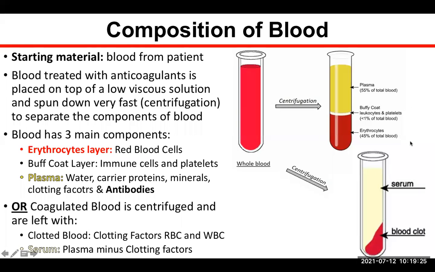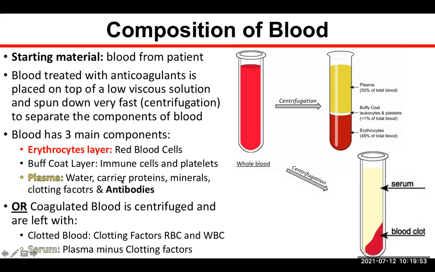You're going to have your red blood cell layer. This is where all your red blood cells are going to be, and it makes up about 45% of your total blood composition. You're going to have what they call a buffy coat, and this is where all your immune cells and platelets are going to be. And then the most important layer for this test, that technicians need, is the plasma. This is the majority of what your blood is made out of.